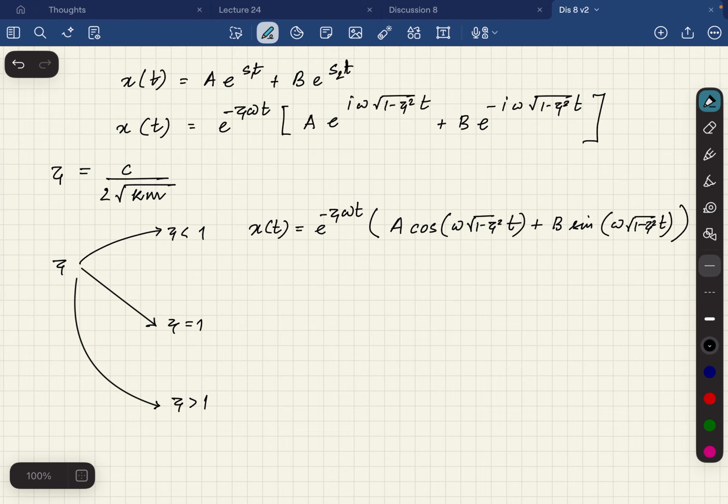So what does this solution look like actually? There is oscillation, but it decays with time, and this envelope is given by e to the power minus zeta omega t. So you have oscillations, the imaginary part is still inducing oscillations, but the magnitude of the oscillations is decreasing with time. This is called an underdamped system.